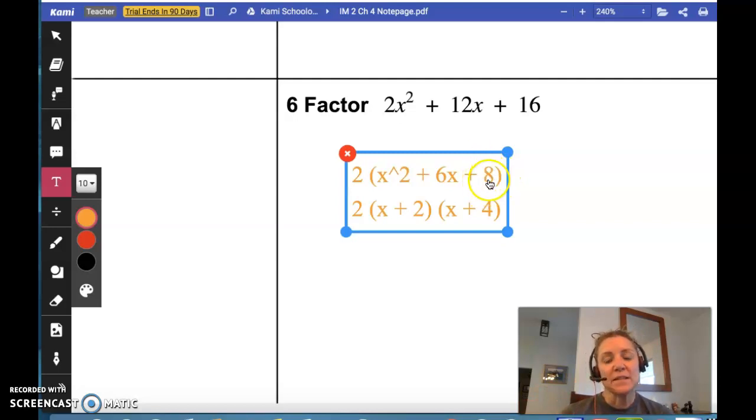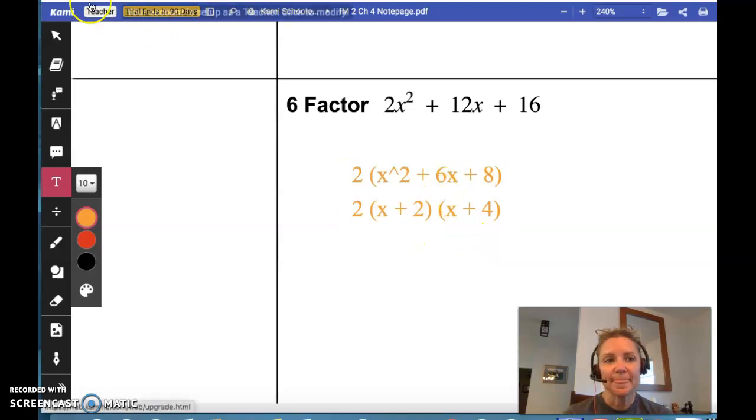What multiplies to get 8 and adds to get 6? So in this case, it's 2 and 4. 2 times 4 gets you the 8. The inside is the 2x. The outside is the 4x. The 2x plus the 4x is the 6x. All right.